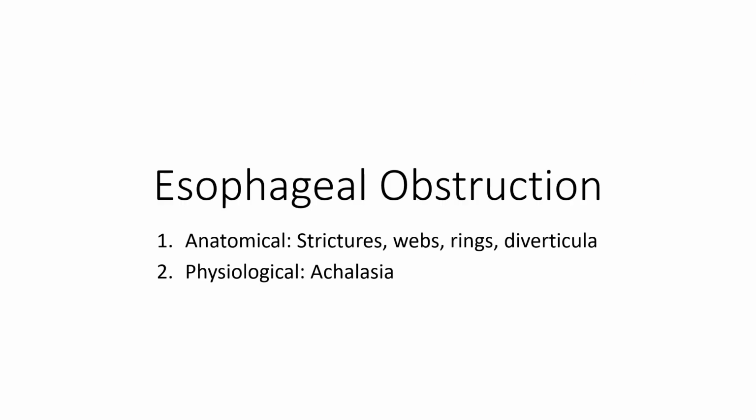Now we will discuss the different causes behind esophageal obstruction. Obstruction can be partial or complete, and the causes behind esophageal obstruction can be anatomic or physiologic. Anatomic causes are when there is something physical causing obstruction or narrowing, and these include strictures, webs, rings, diverticula. Or the obstruction can be something physiologic, such as in achalasia.